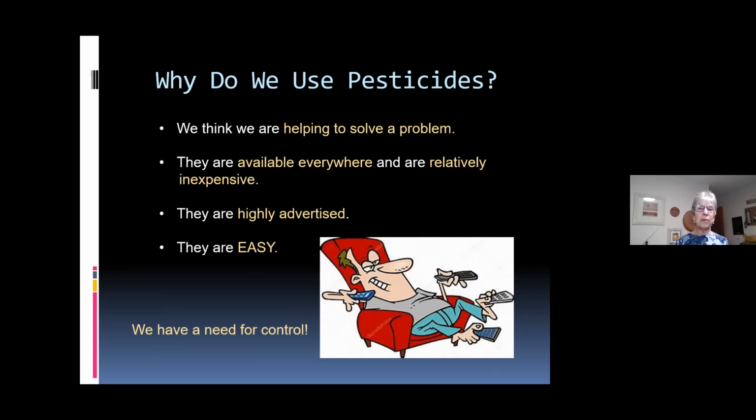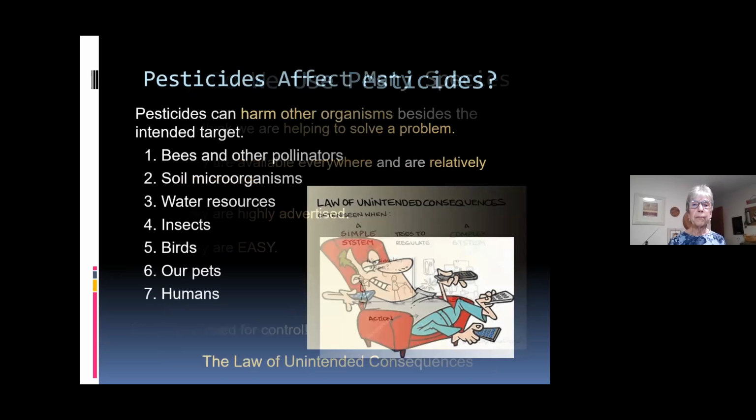And I think we have a need for control. You see this guy here, he's sitting with all these remote controls, and he's going to control crabgrass, and he's going to control the knotweed, and he's doing it the easy way. I'm not saying that he's lazy or that he's wrong. I'm just saying it's too easy to pick up a can of something and think that we're solving the problem.